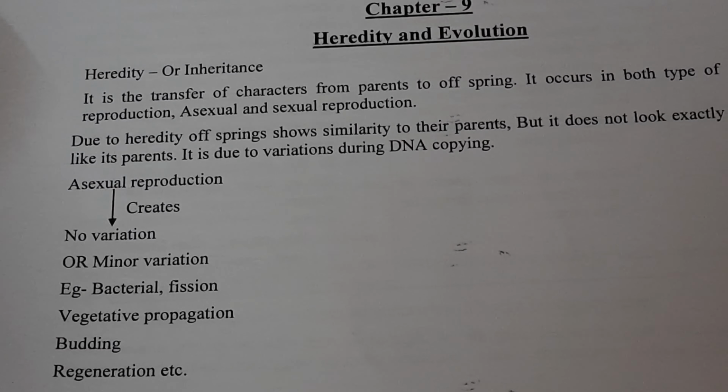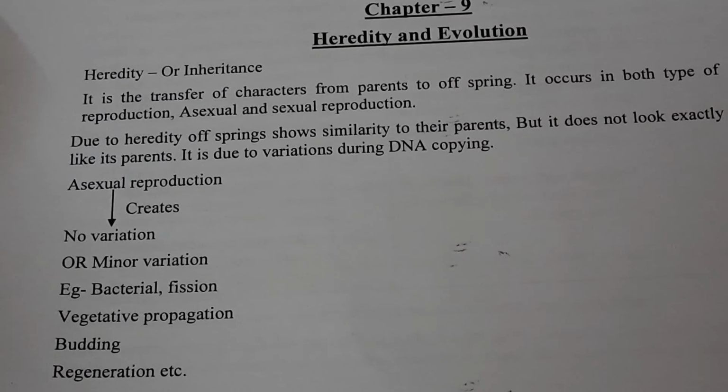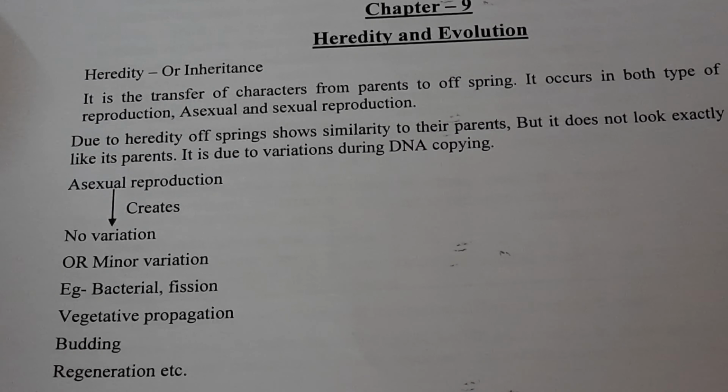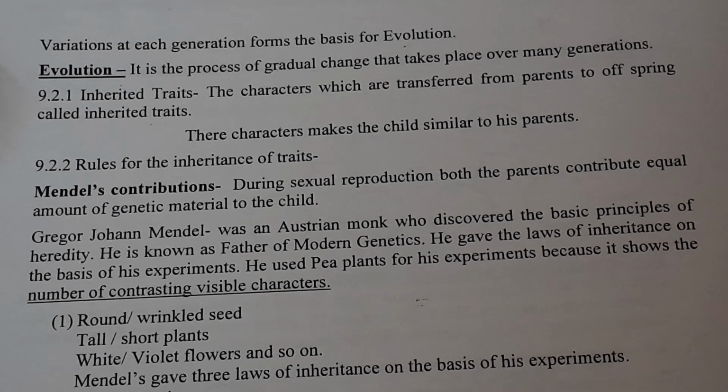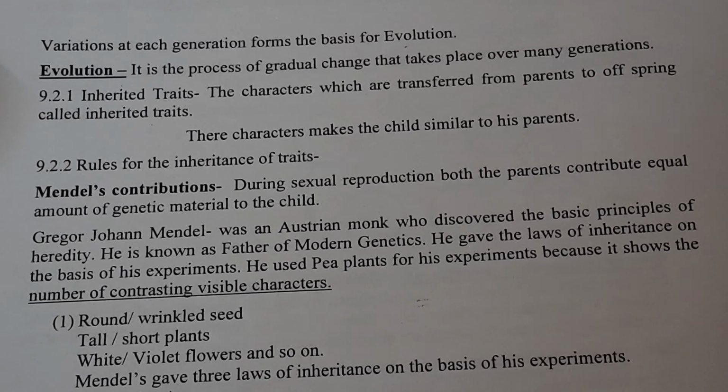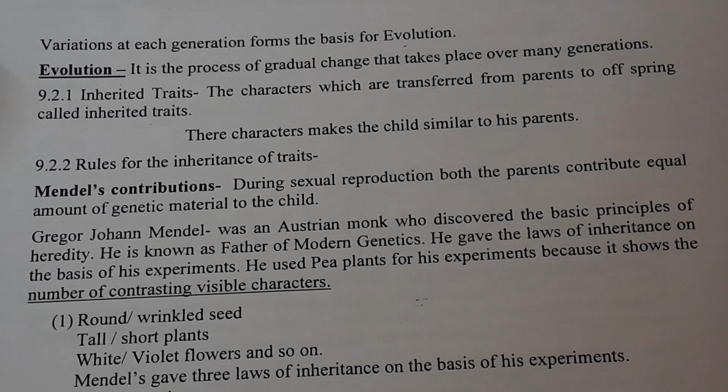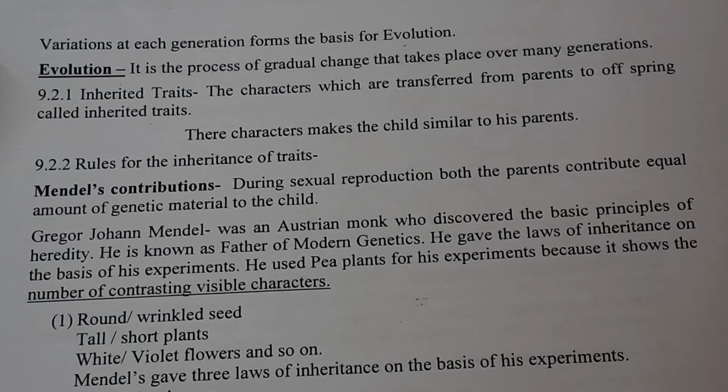Due to heredity, offspring show similarity to their parents, but they do not look exactly like their parents. It is due to variations during DNA copying. And evolution means the gradual changes that take place over many generations.